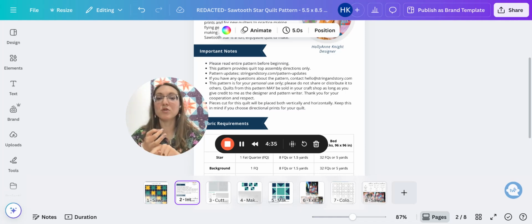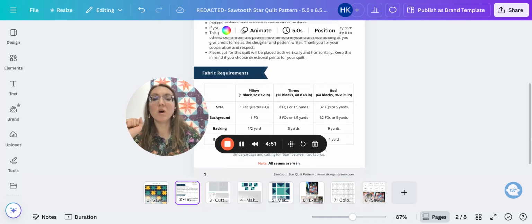to read all the way through before you get started, information about where to go if you think there may be updates or corrections to the pattern that you want to make sure that you have. And a reminder that this pattern is for personal use only, should not be duplicated, distributed, etc.